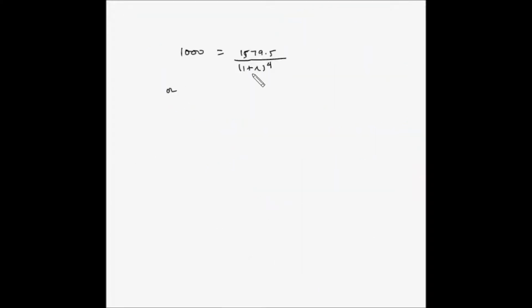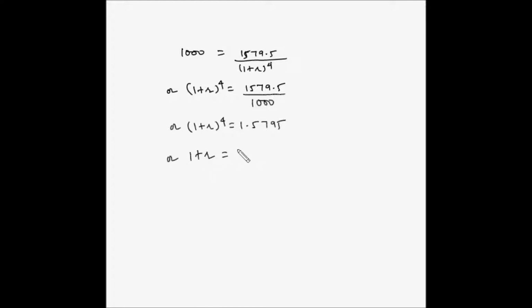So now let's take this 1 plus r to the power 4 on the other side and bring this 1000 on the other side. So 1 plus r to the power 4 is equal to 1579.5 divided by 1000, or 1 plus r to the power 4 is equal to 1.5795. Now let's take the fourth root of both sides. So 1 plus r is equal to 1.121, or r is equal to, now we'll take this 1 on the other side, so we get 0.121. So the rate is 12.1%. So this is the modified internal rate of return.